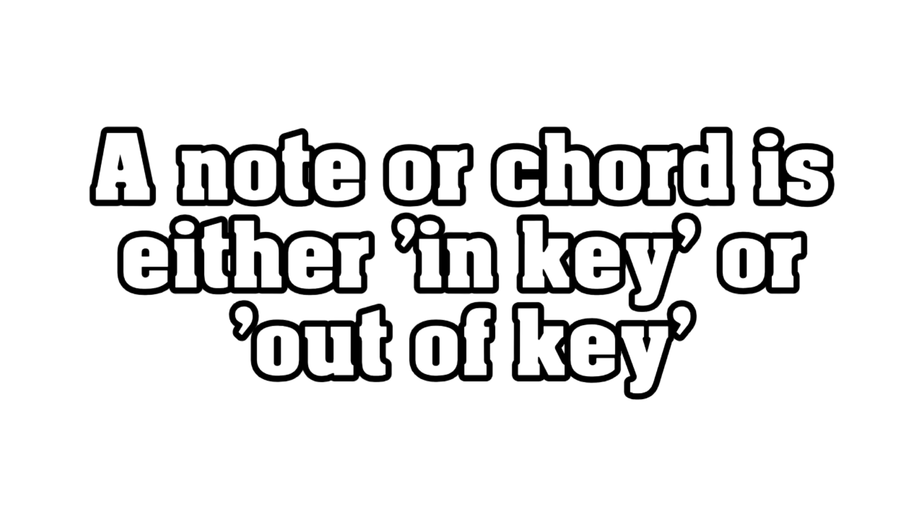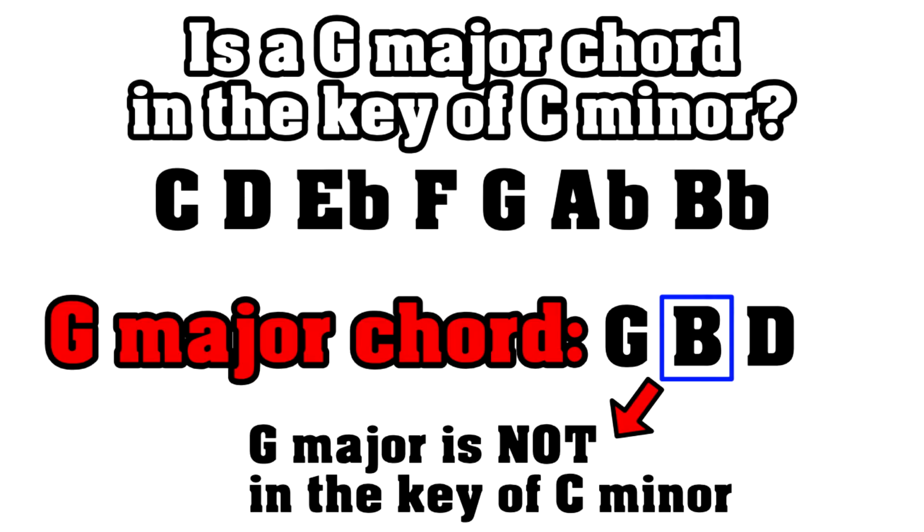The 12 key model is purely mathematical and provides simple yes or no answers to everything. Something is either in key or not in key. If a chord contains just 1 single note that is not part of the 7 unique notes found in the key, then that chord is considered to be an out-of-key chord.